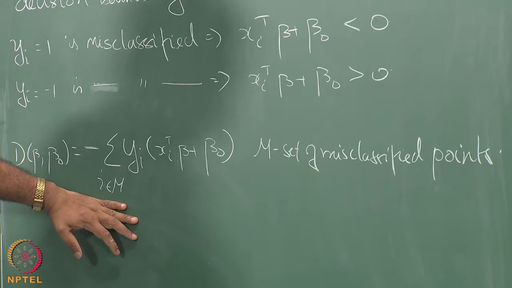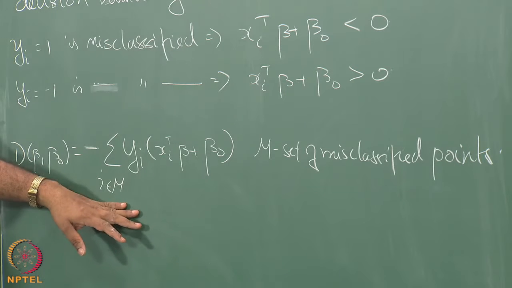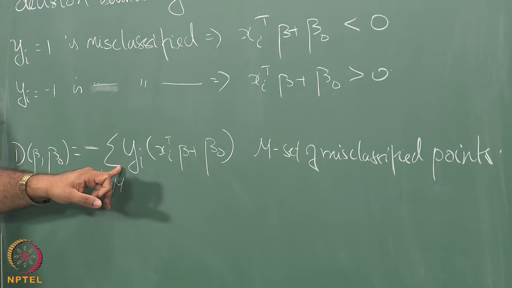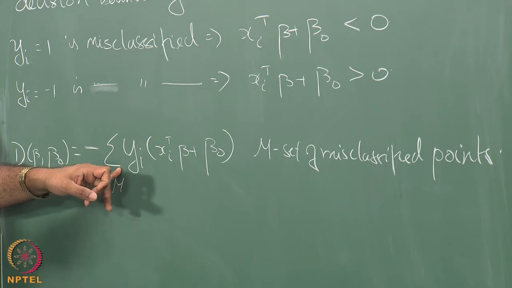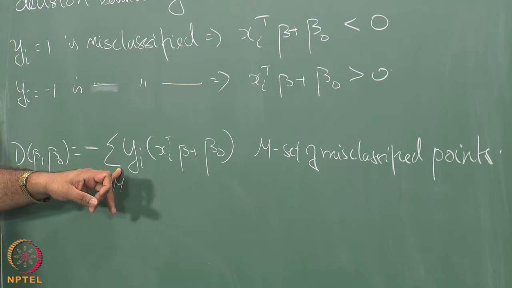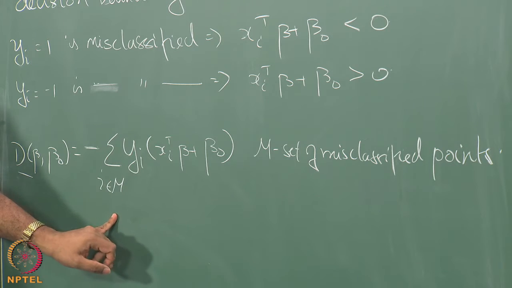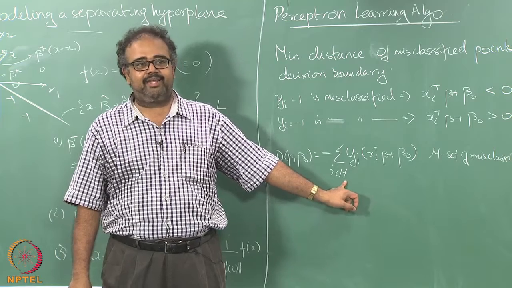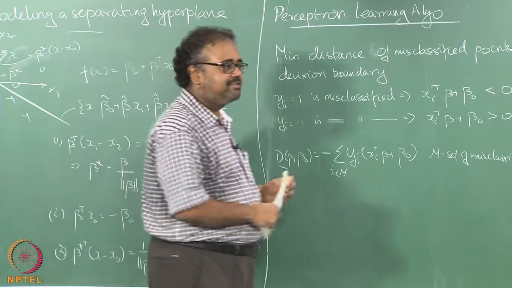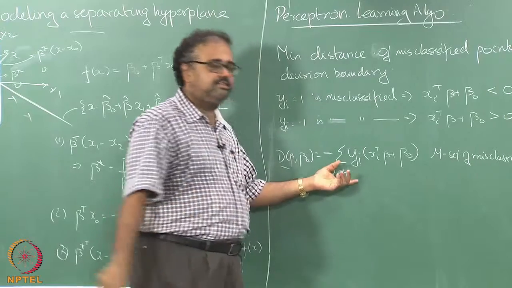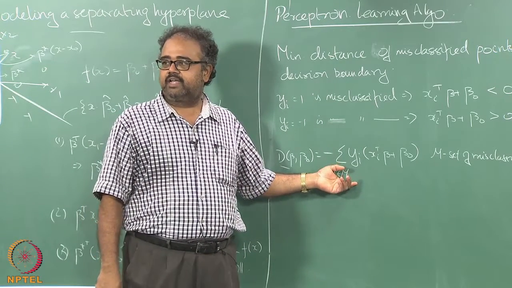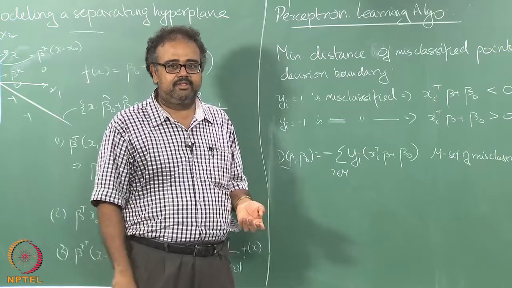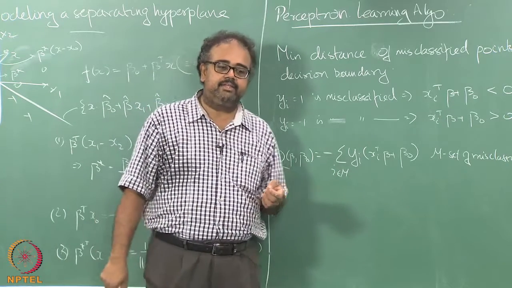The point here is that if you take the misclassified data points, this is going to be a negative quantity, and I want this to be as close to 0 as possible. In fact, I want M to be empty. So that is the goal. The way to minimize this is to make sure that M is empty. As long as M is non-empty, I have still not achieved the optimum. When can M become empty?